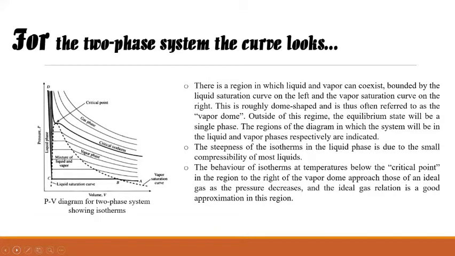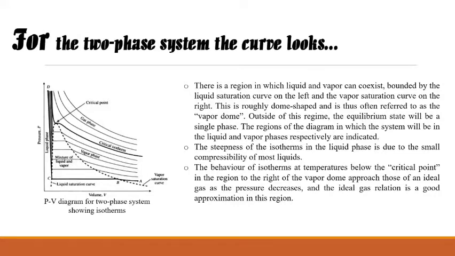Outside of this region, the equilibrium state will be in a single phase. The regions of the diagram in which the system will be in liquid and vapor phase respectively are indicated. So only under the dome, we have two phases. The stiffness of the isotherms in liquid phase is due to the small compressibility of most liquids. So as you can see, on my left hand side of the graph, you can see the phase for the liquid phase is quite narrow.